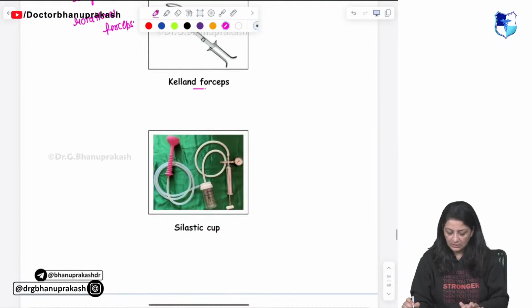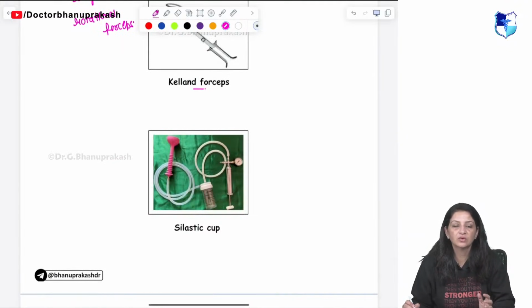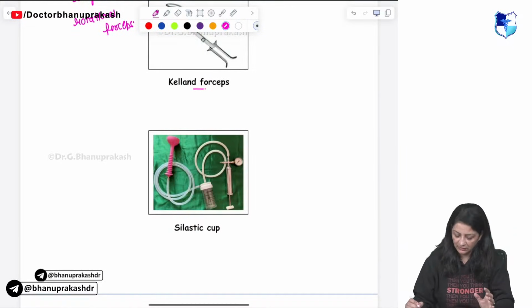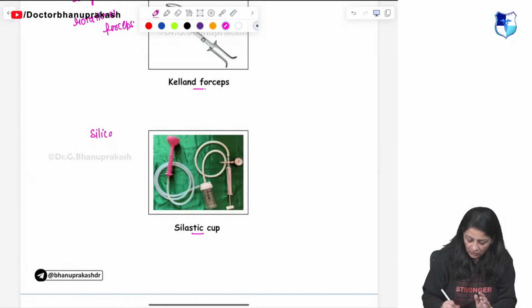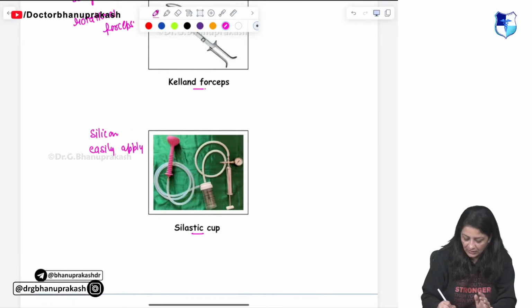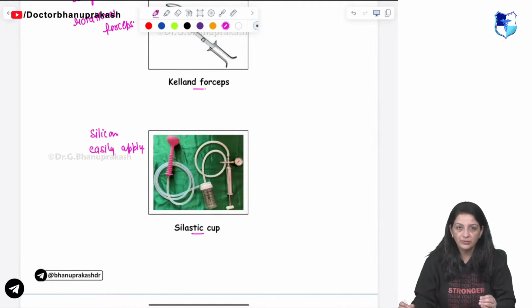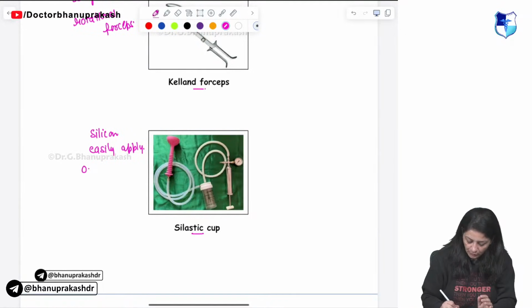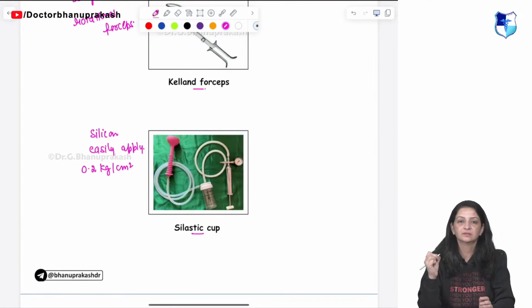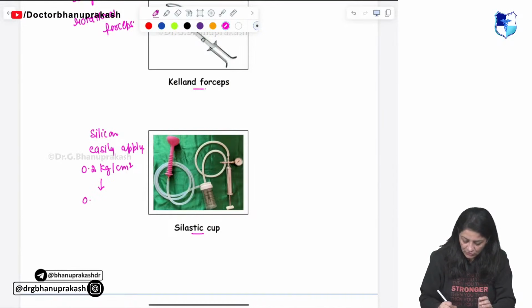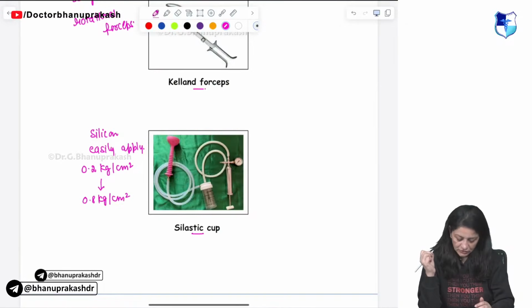Okay, third one, elastic cup vacuum. You must have heard of vacuum delivery, elastic cup. These cups are made of silicone, and we can apply them easily. Initially the pressure generated is around 0.2 kilograms per centimeter square. Then slowly the maximum pressure is 0.8 kilograms per centimeter square.